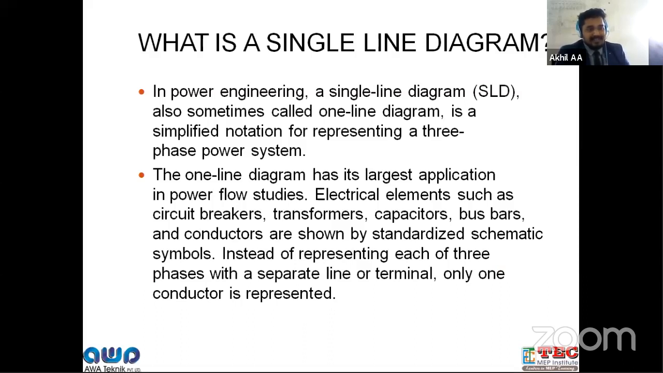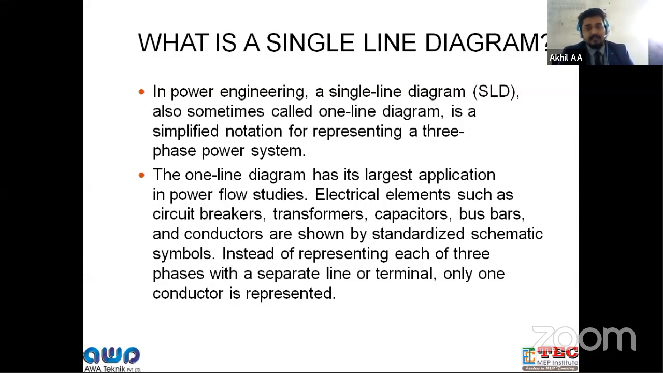In power engineering, a single line diagram, shortly known as SLD, also sometimes called a one line diagram, is a simplified notation for representing a three-phase power system. The one line diagram has its largest application in power flow studies. Electrical elements such as circuit breakers, transformers, capacitors, bus bars, and conductors are shown by standardized schematic symbols. Instead of representing each of the three phases with a separate line or terminal, only one conductor is represented.